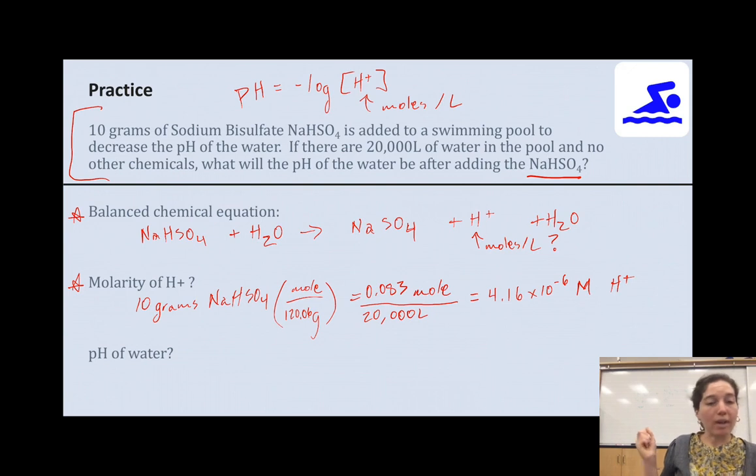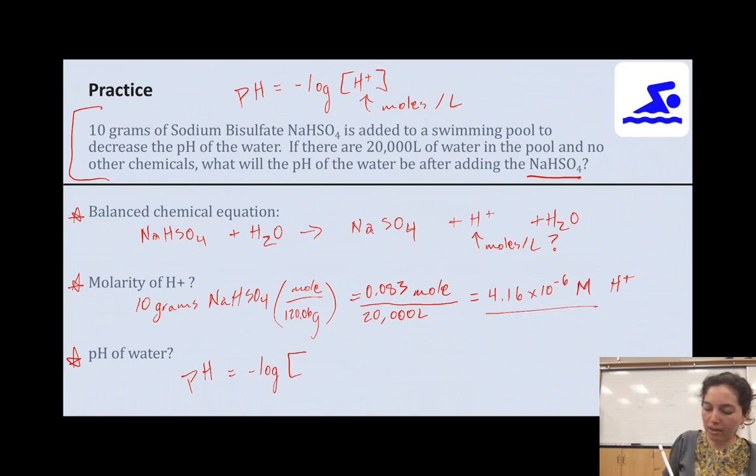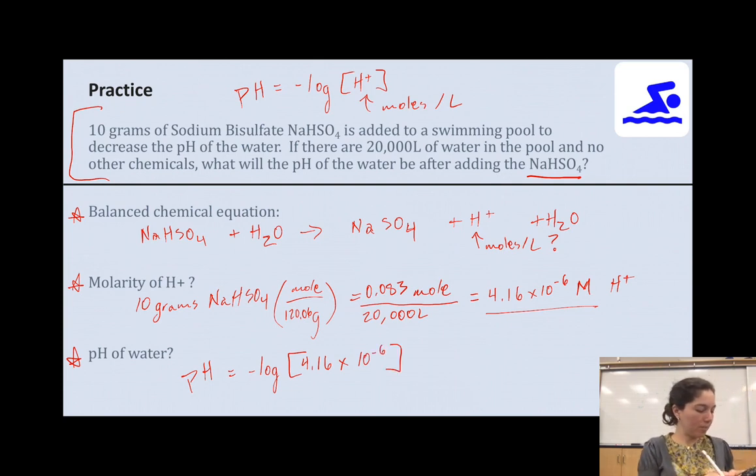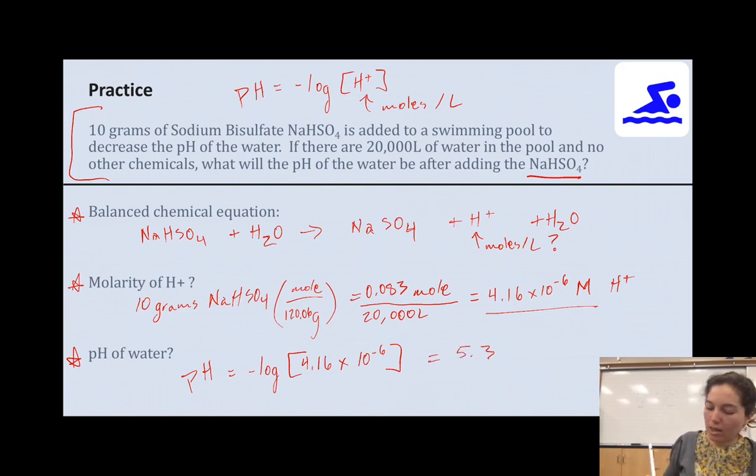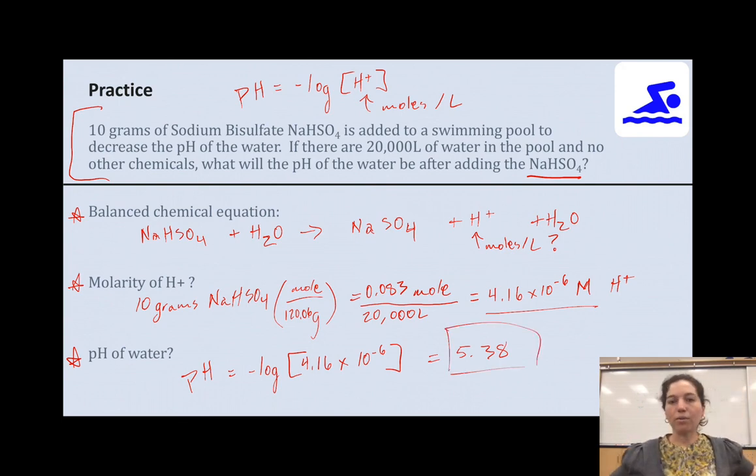Okay, so now your next job is to find out what's the pH of the water. In order to do this, we use our equation, minus log of our H+ concentration in moles per liter. That's this guy here. So we plug it right in there, and you end up with 5.38. That's our pH. So that's how you solve for this problem.